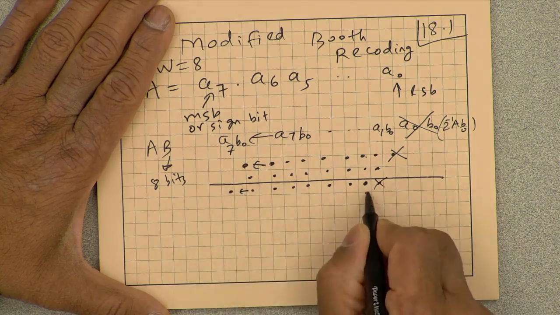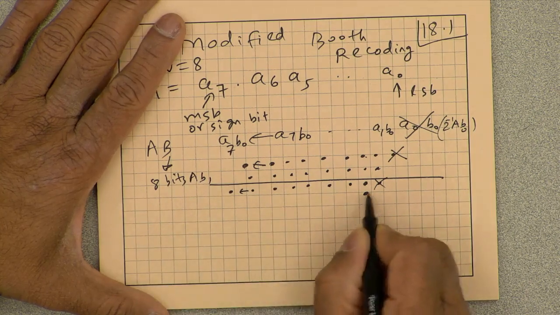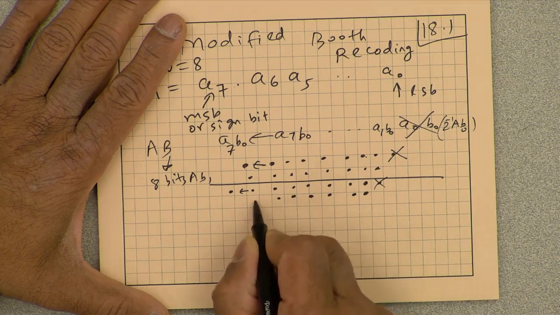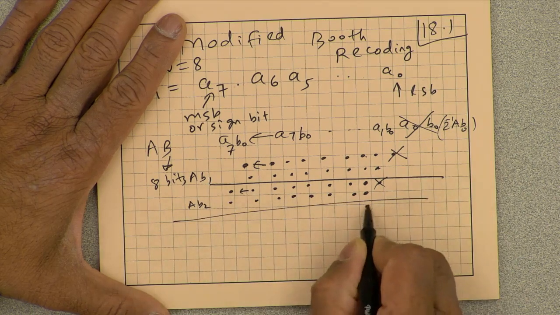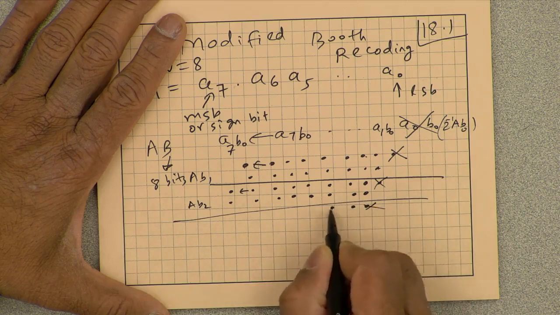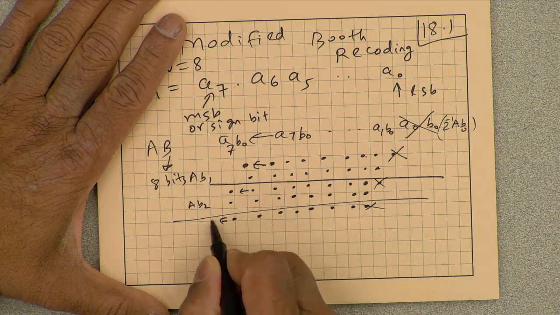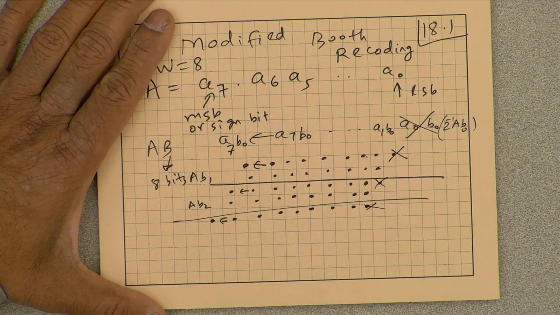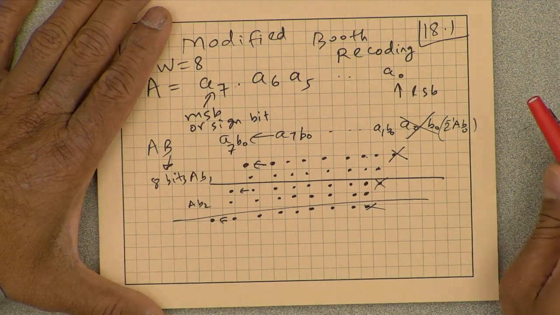So that's the first partial sum. This corresponds to A times B1, and that's scaled already, and then A times B2, and then we throw that out. Okay, and it continues like that.